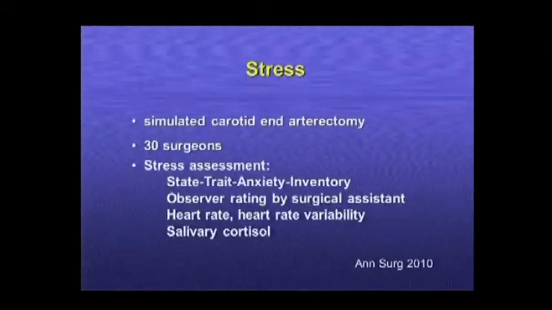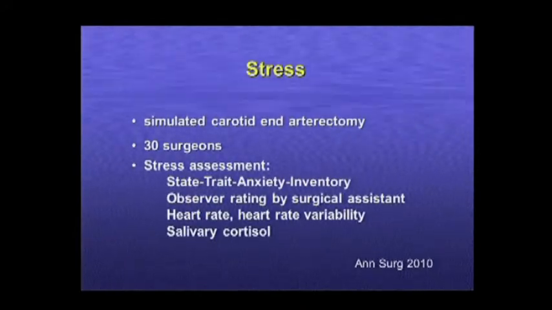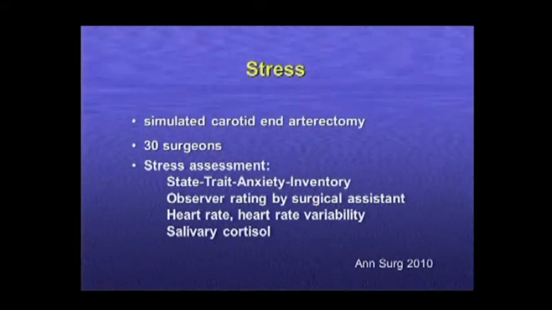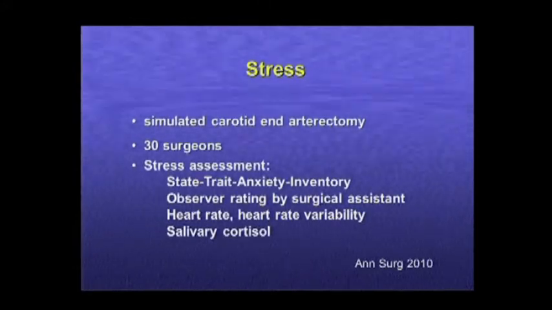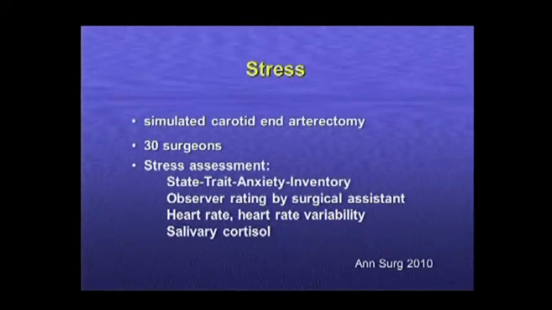Coming to stress, I'll share with you a couple of studies we have done at Imperial. The first study was not in laparoscopic surgery, but a carotid endarterectomy simulation with 30 surgeons. For stress, there was a self-assessment by the state and trait inventory, and an observer assessment by the assistant, and we used heart rate variability and salivary cortisol as measures of stress.